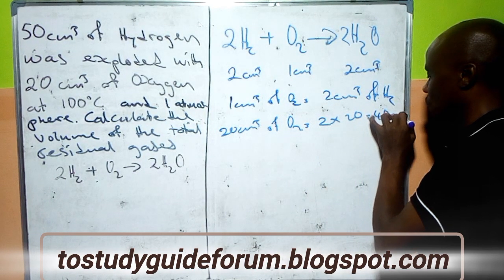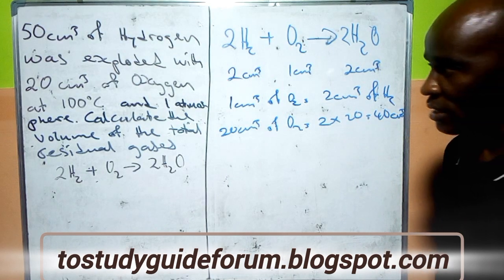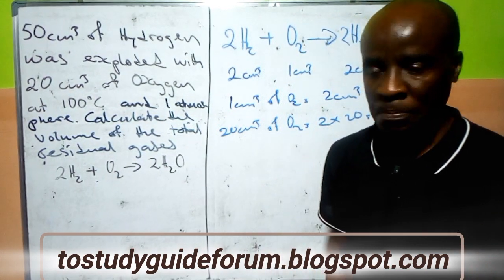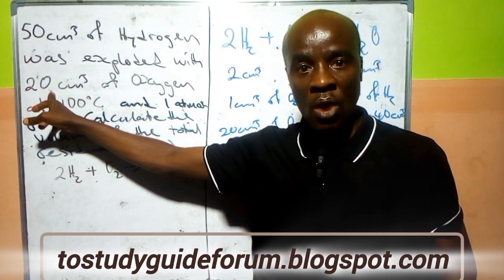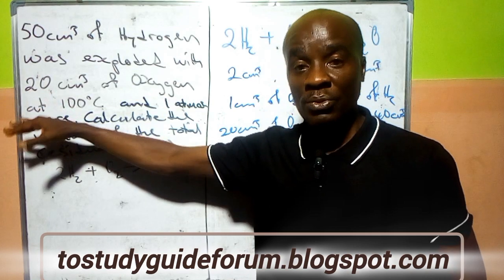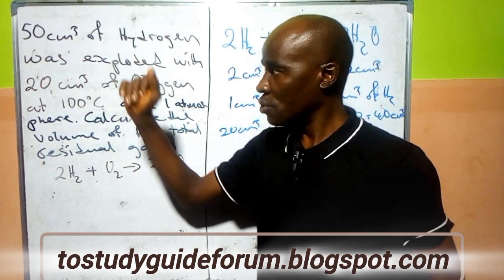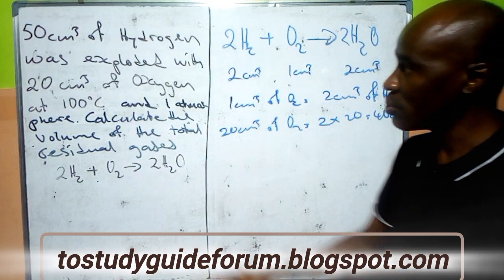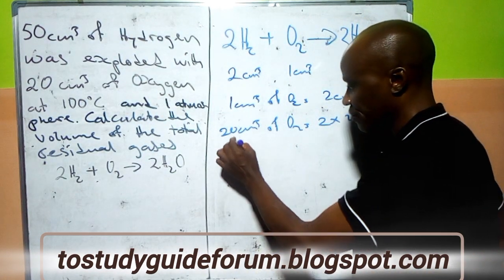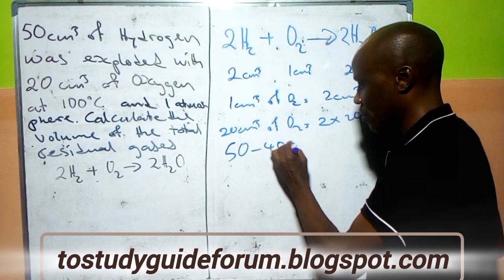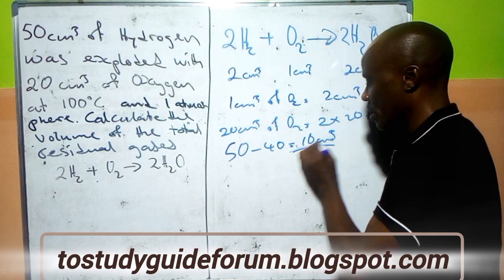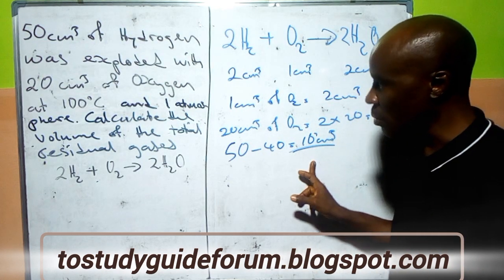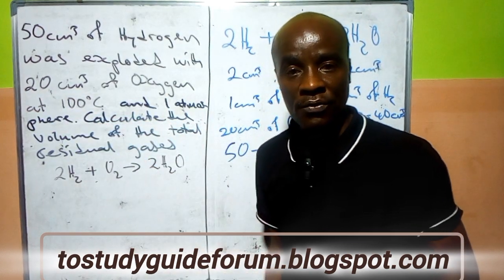that will give us 40 cm cube. This 40 cm cube means that in this reaction, only 40 of this volume will be consumed completely for this oxygen to be used up. For the oxygen to be used up, 40 cm cube of hydrogen will be consumed. If 40 cm cube will be consumed, that means we have 50 minus 40, we have 10 cm cube remaining of the what? Hydrogen. The hydrogen is remaining 10 cm cube because this 10 cm cube will not have enough oxygen to combine with it.